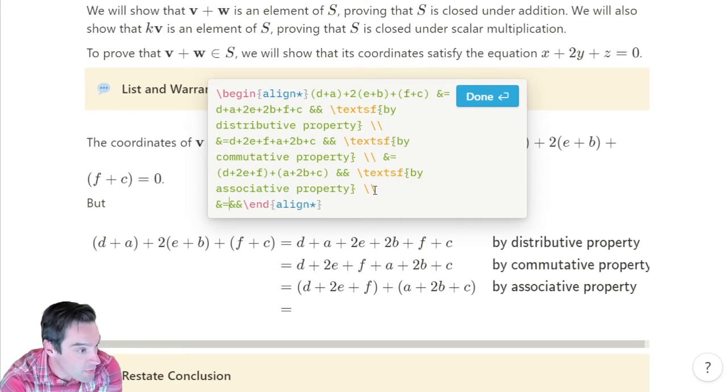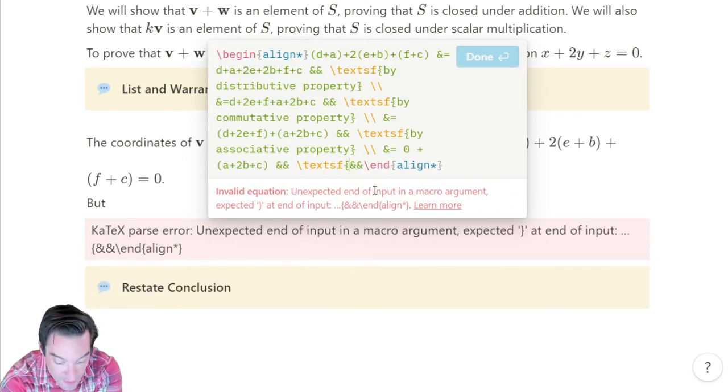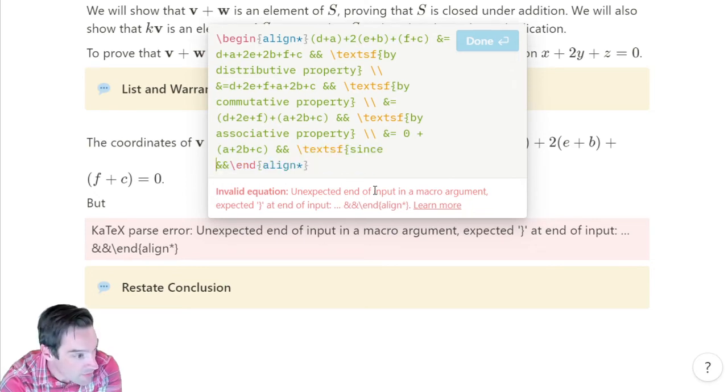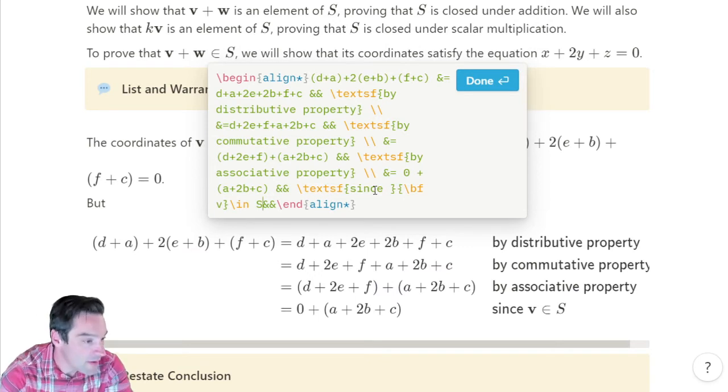So D plus 2E plus F is equal to 0. I'm going to do this in 2 steps, just to be able to write 2 different warrants here. So the first warrant is that since V belongs to S by assumption, that means that its coordinates, D, E, and F, satisfy D plus 2E plus F is equal to 0. And so I can replace D plus 2E plus F by 0 as part of that proof.